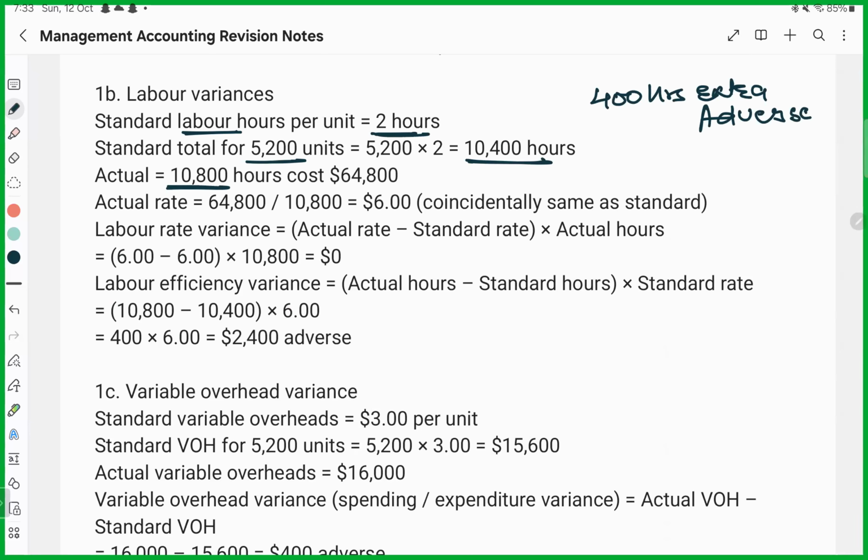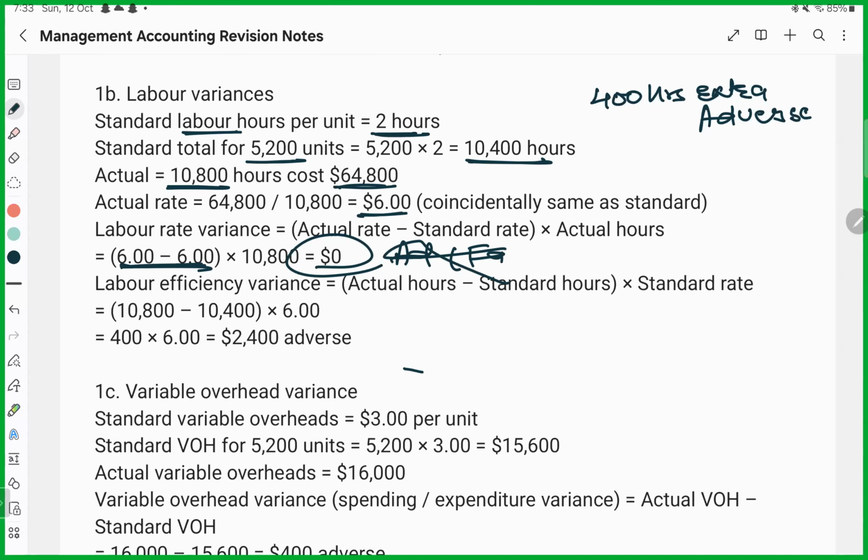For 10,800 hours, I have actually paid 64,800, which means the actual rate per hour would be rupees 6. I had decided in the past that I will incur a per hour rate of rupees 6. And in actual also, I have paid rupees 6 only. That means there is neither a favorable nor an adverse result for me in terms of labor rate, because what I decided, I have paid that rate itself. So my labor rate variance is zero. It's neither adverse nor favorable.